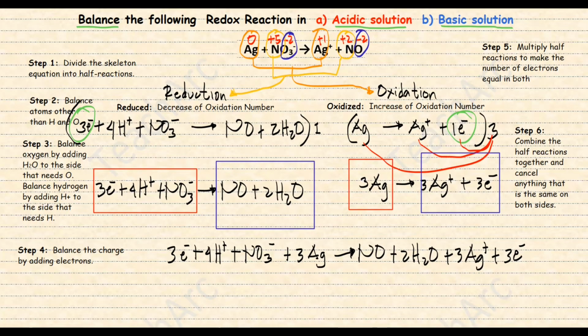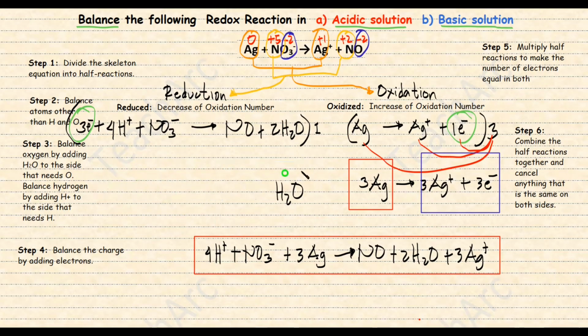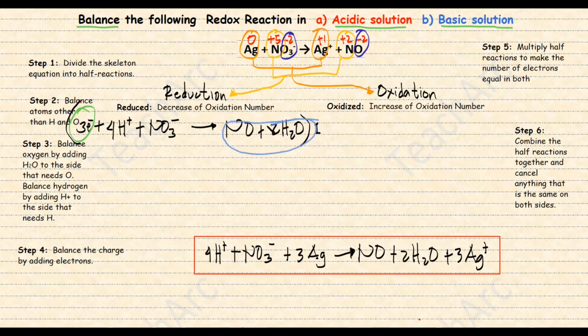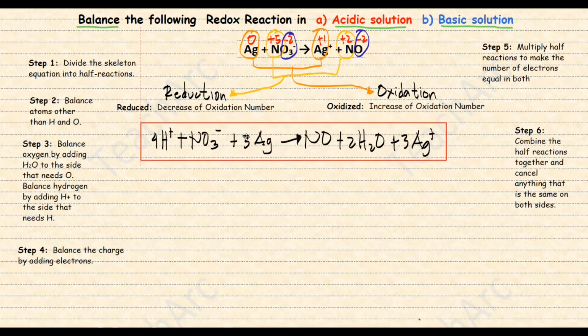For the next step, we cancel anything that is the same on both sides. Here, we cancel 3 electrons because they appear on both sides. And that is how we balance a redox reaction in acidic solution. You can stop right here if your job is just to balance it in acidic solution. But we need a few more steps if we will balance it in a basic solution.